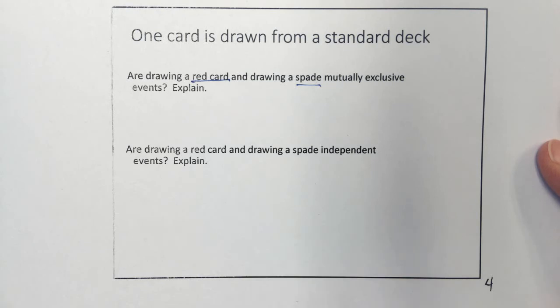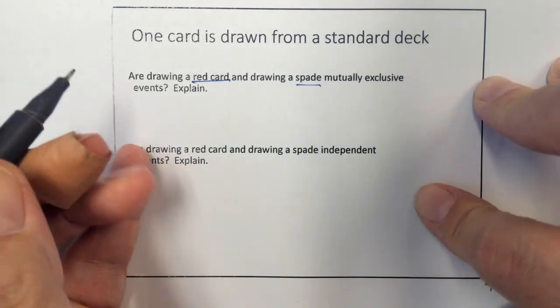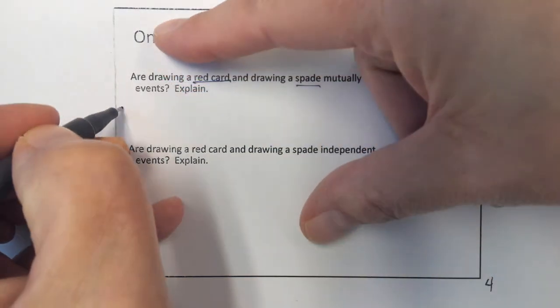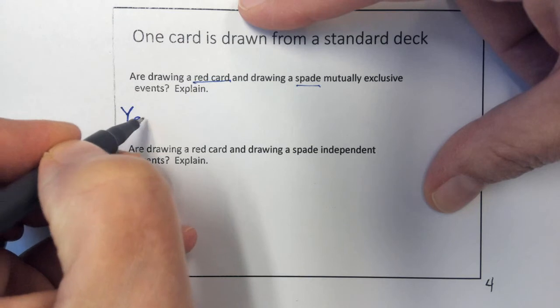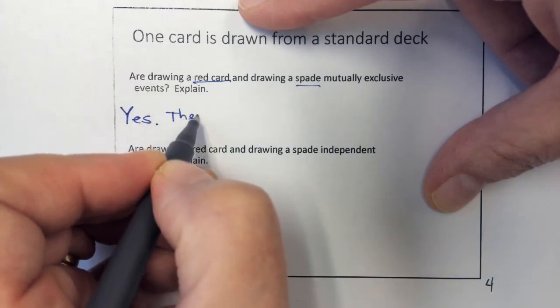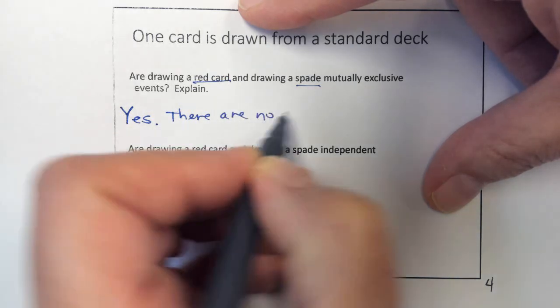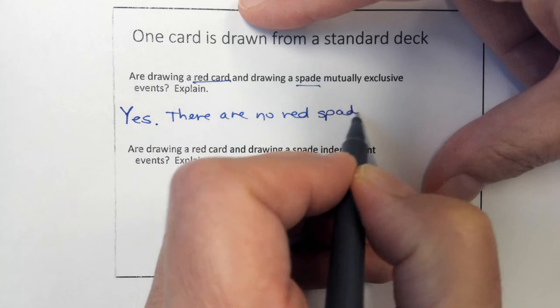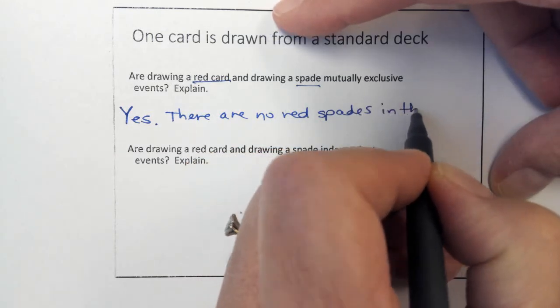No, they're not. So red and spade have no overlap, no shared outcomes. So we're going to say that these are disjoint because they don't share outcomes. So are the events mutually exclusive? Yes. And explain. There are no red spades in the deck.